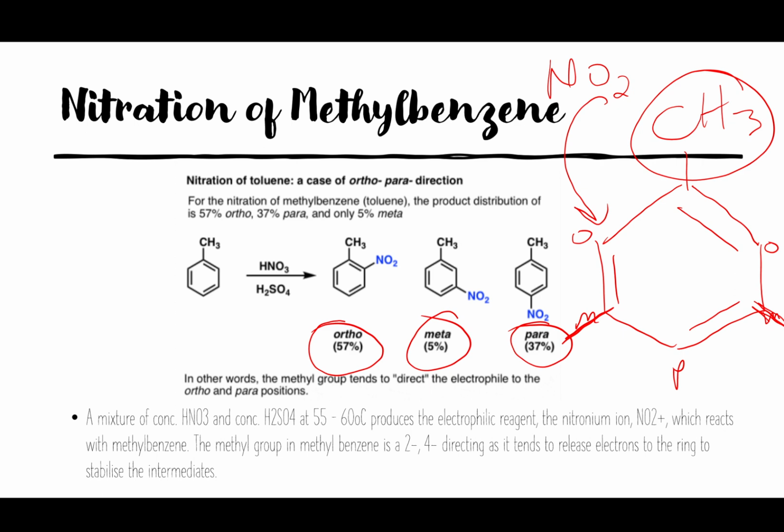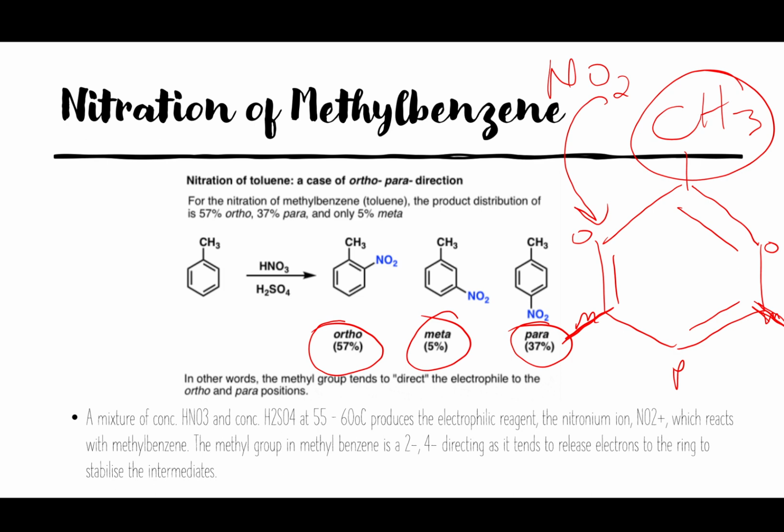All right. So, nitration of toluene in the case of ortho-para direction. For nitration of toluene, I'm reading from the slide, the product distribution is 50% ortho, 37% para, and only 5% meta. In other words, the methyl group tends to direct the electrophile to the ortho and para positions.